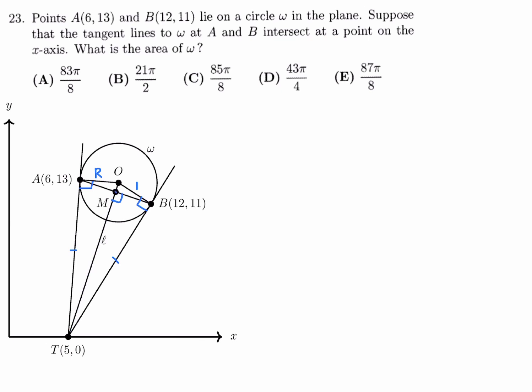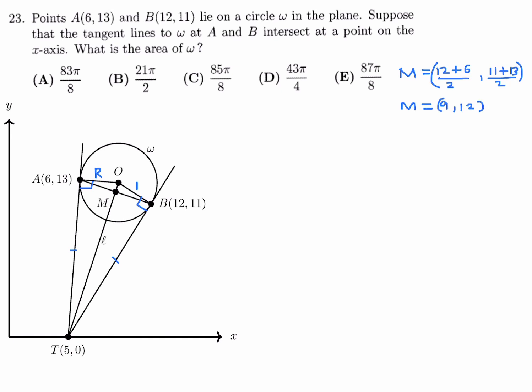So M will be the midpoint of this line. So we can figure out the coordinates of M pretty easily. It's the midpoint of A and B. So it'll be (12 + 6)/2, and then (11 + 13)/2. So that is going to give a coordinate of (9, 12) for M.